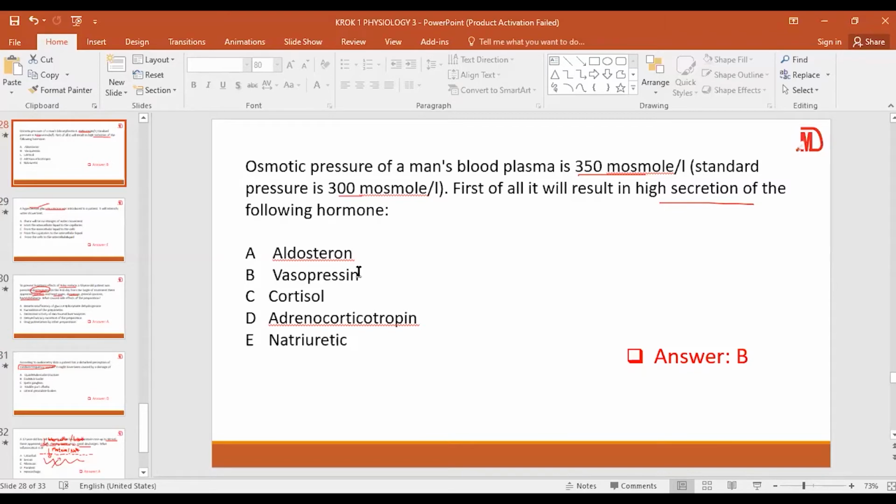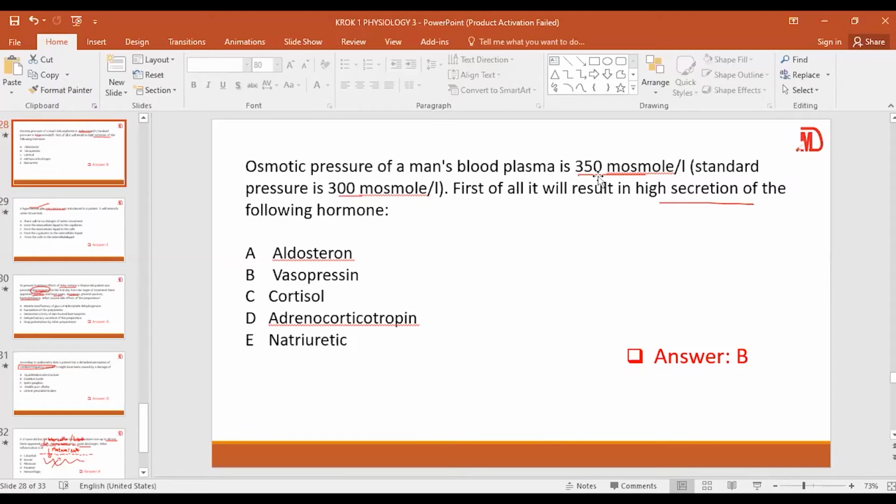Don't allow water to go. Aldosterone, don't allow sodium to go. Keep sodium. Natriuretic, allow sodium to go. Do you understand it now? So, look at this question.